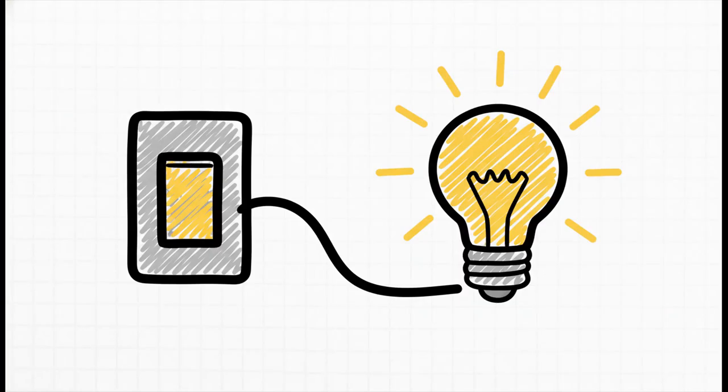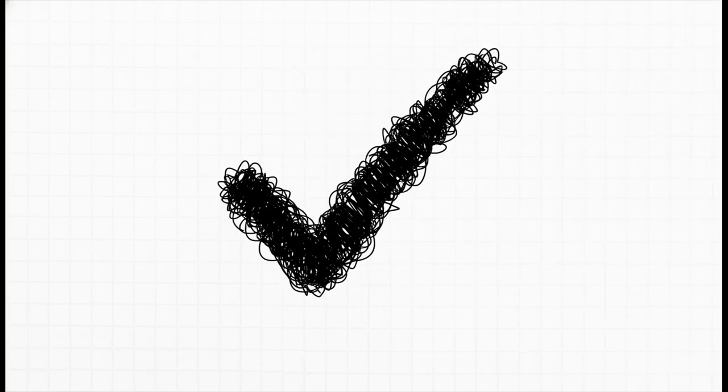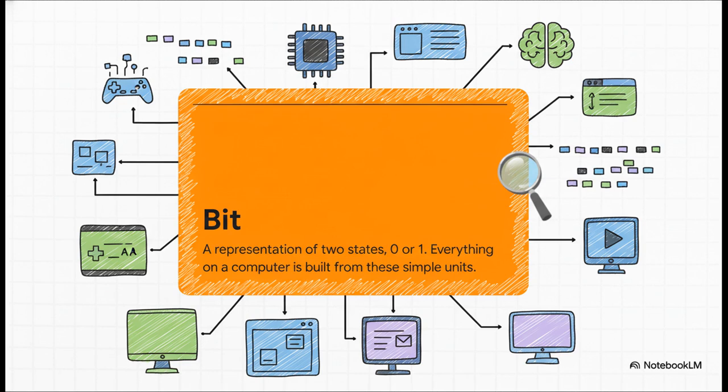I mean, think about the simplest possible system, right? A light switch. It can be on or it can be off. That's it. There's no maybe, no kind of on. Or think about the answer to a basic question. It's either yes or it's no. The simple two-state split, what we call binary, is, believe it or not, the fundamental language of every single computer ever built. And this tiny unit of information, this yes or no, has a name, a bit. It's just short for binary digit, a 0 or a 1.